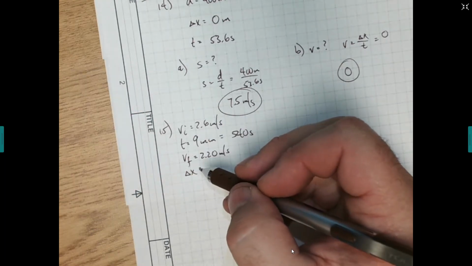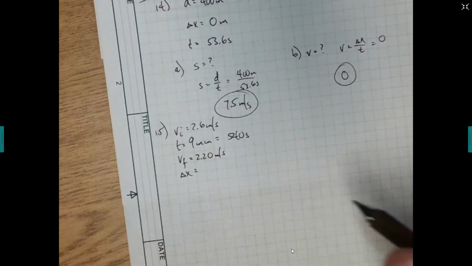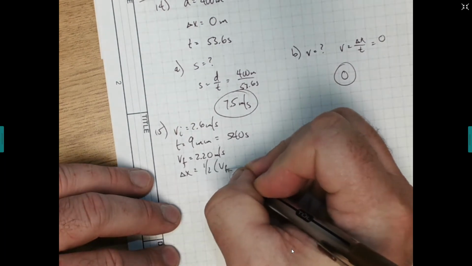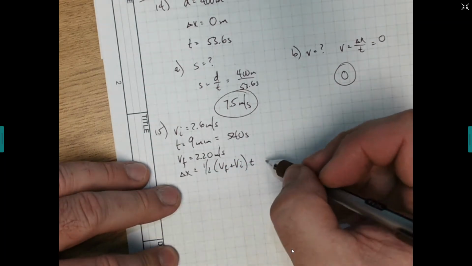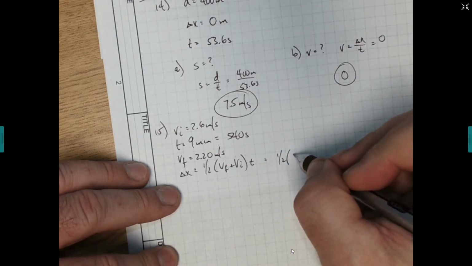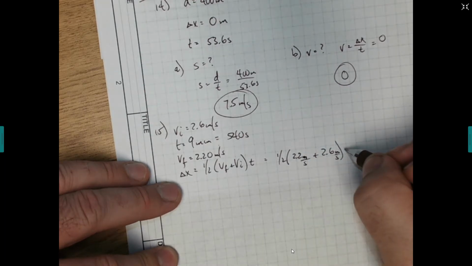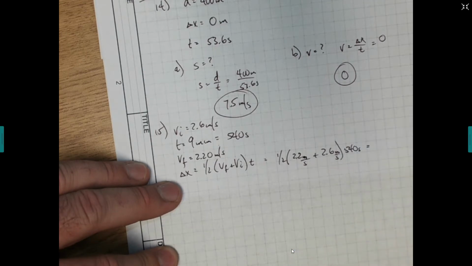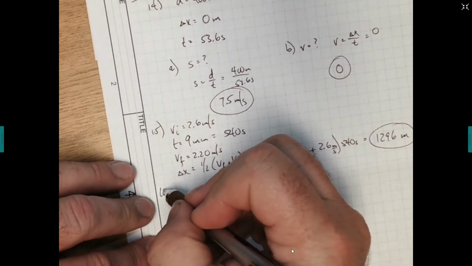You notice they didn't give me anything with acceleration, and so we're going to use one of these first couple, but they gave us instantaneous velocity, so we're going to use this second equation here. So this is 1/2 times (VF plus VI) times T. We're just going to punch our numbers in there. So 1/2 times (VF, which is 2.2 meters per second, plus the 2.6 meters per second), times the time of 540 seconds. Let's see what we get: 0.5 times (2.2 plus 2.6), and that times 540. We get 1,296 meters that he traveled across. Pretty quick and easy.